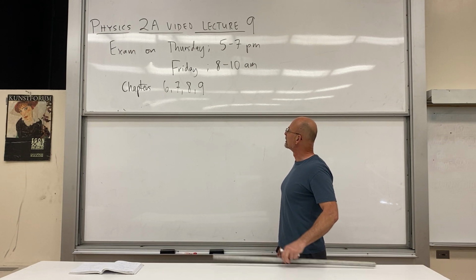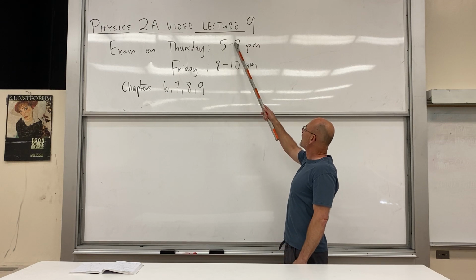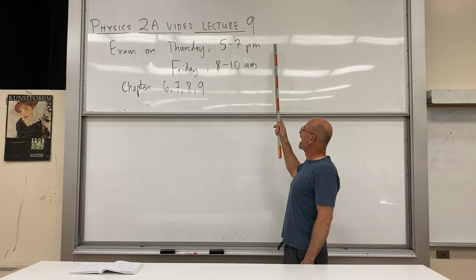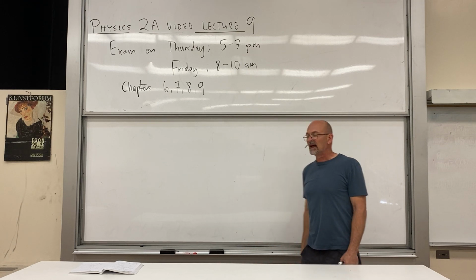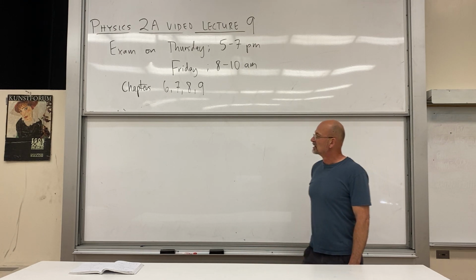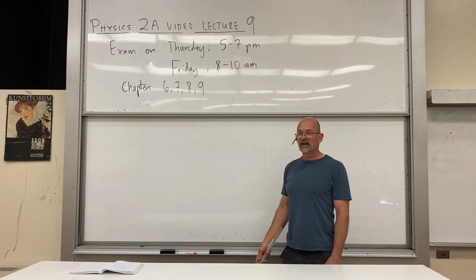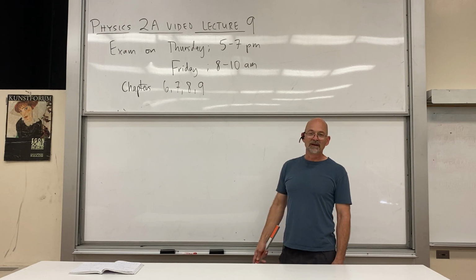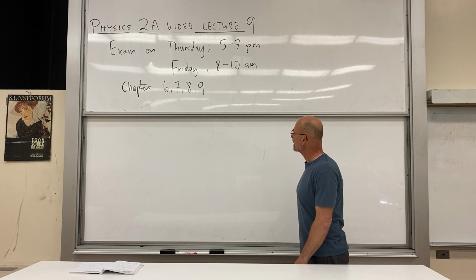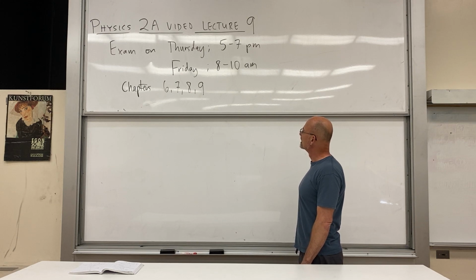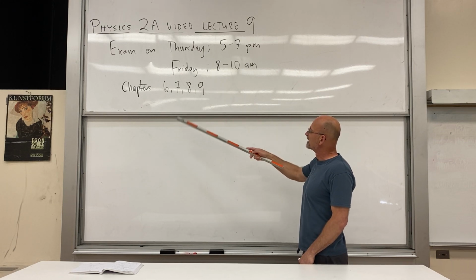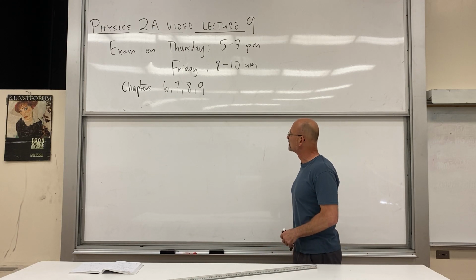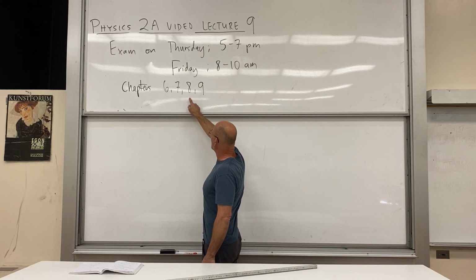The exam is Thursday, 5 to 7 p.m. for the one section, and Friday, 8 to 10 a.m. for the other section. And you're going to receive the exam by email, and then take the exam and get it back to me by email as well. So that's how that's going to work. Chapters 6, 7, 8, and 9, and I did the review of chapter 6 the other day. So this session I'm going to review chapters 7, 8, and 9.